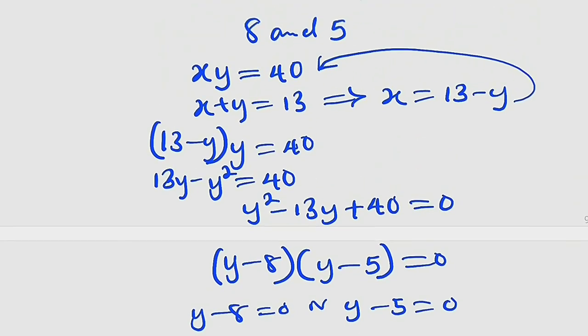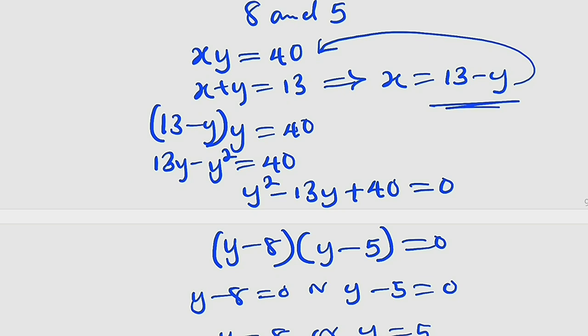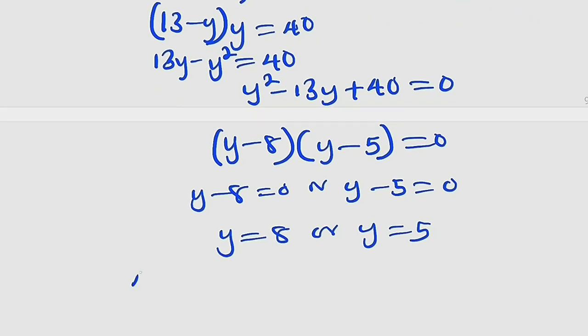But remember, we have a value of x, which we have declared to be 13 minus y. So you have x to be equal to 13 minus the first y, which is 8, which is going to give us what? 5, right?